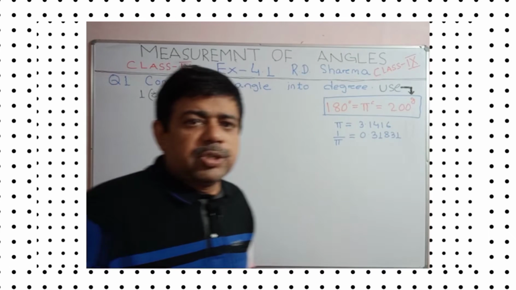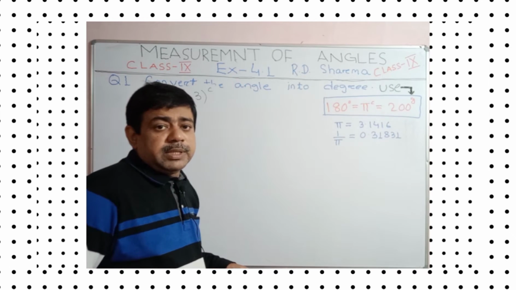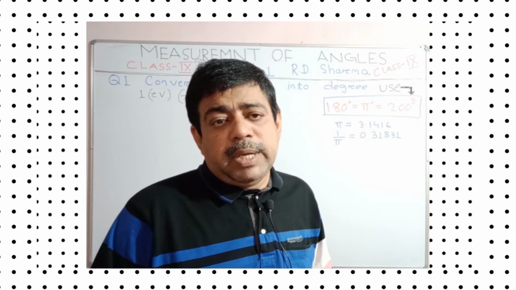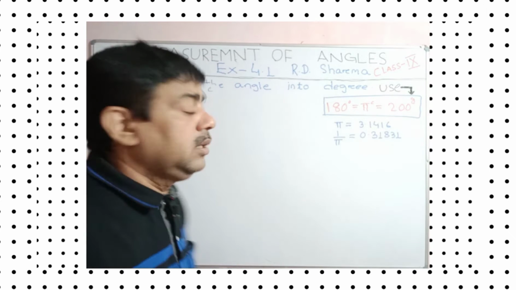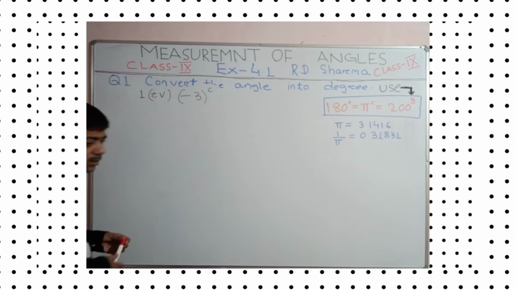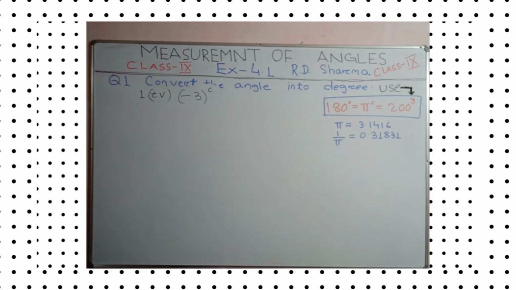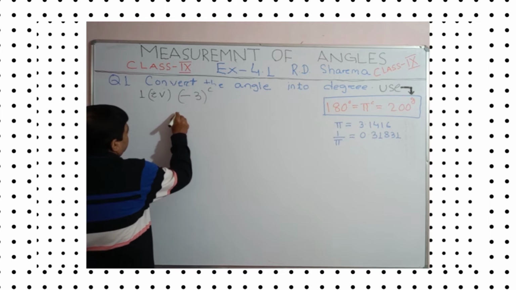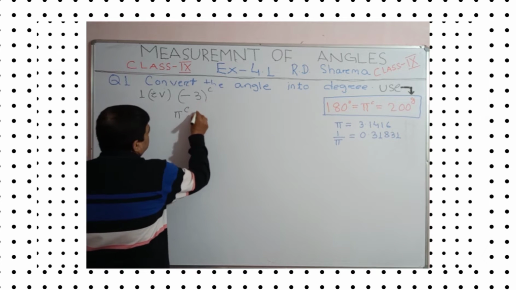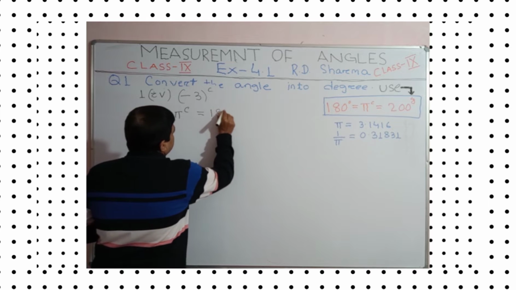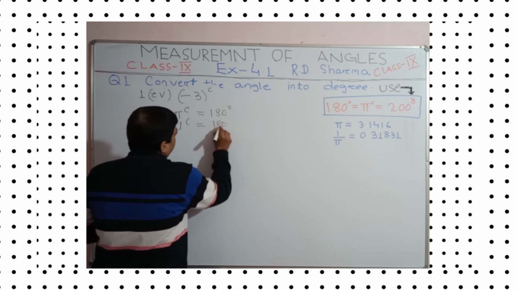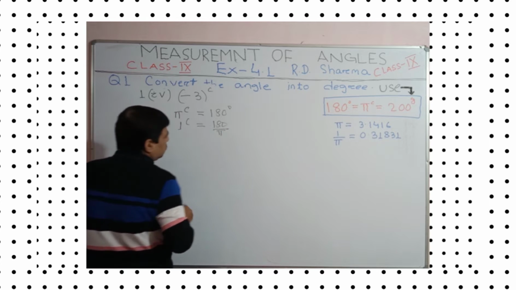Okay, next question. A third one I am going to discuss. Here is given minus 3 radian, and you have to convert the minus 3 radian into degree. Let's see. Understand? All of you know the pi radian is equal to 180 degree. Using the concept, pi radian is equal to how much? 180 degree. Yes, so 1 radian is equal to how much?